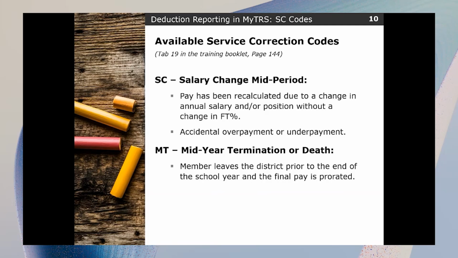The next one is mid-year termination or death. This is when you are paying somebody out their final pay. It's prorated due to them leaving before the end of the school year. So if somebody resigns in April or November, you're paying them out, settling up for how many days they worked, you would use the mid-year termination code. We are looking for a termination event in the system that corresponds to that. So if they have left, you do the termination and you use the mid-year termination code for their final check.